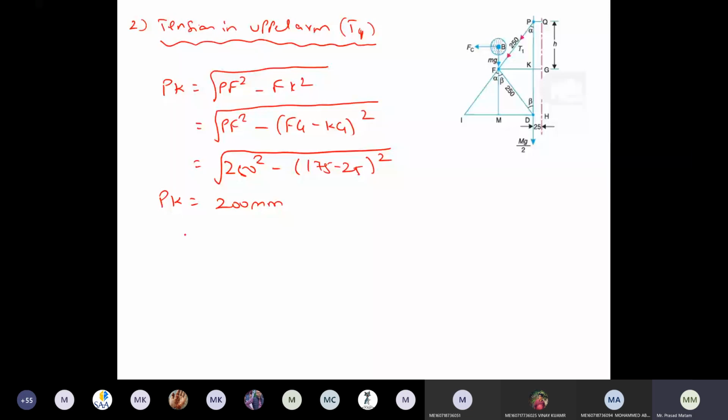Once we get the cos alpha, we can get T1. What is cos alpha from this? Cos alpha is equal to Pk by Pf, 200 by 250. That is equal to 0.8. Okay. Now how to find T1?